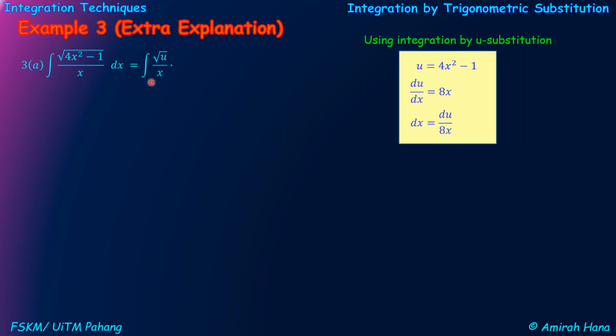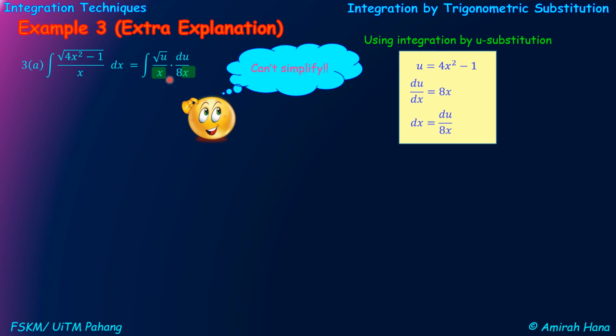After that, we replace back into the given question. So we have the integration of square root of u, replacing 4x squared minus 1 with u, over x times, replacing dx with du over 8x. From here, we have x in the denominator and the second x also in the denominator. In this case, we can't simplify, so this is the wrong method. We cannot use u substitution to integrate this question because when we choose any function as u, we cannot simplify variable x.